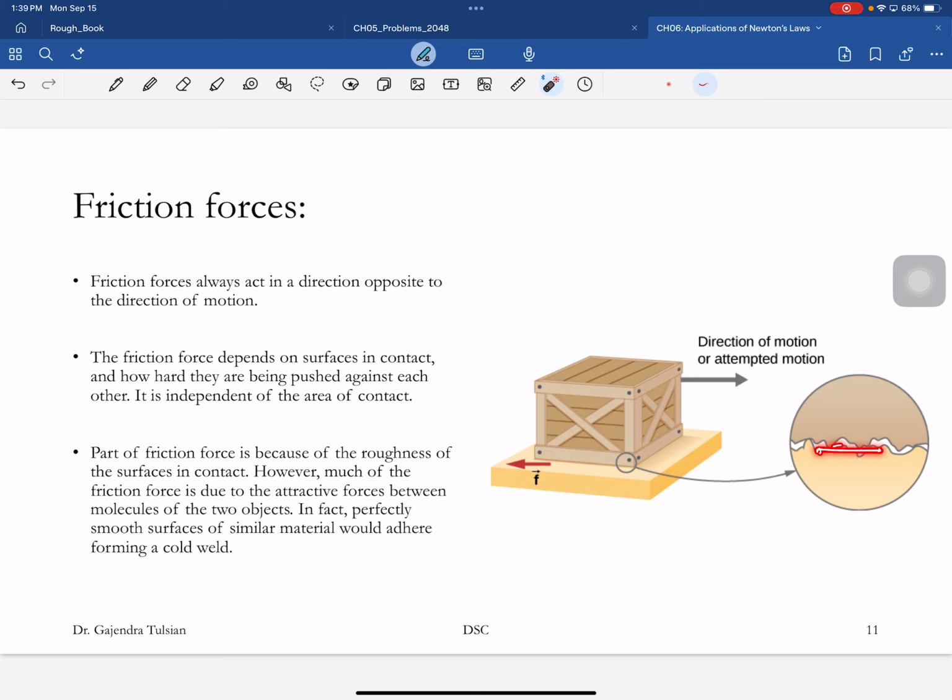You've got to overcome those barriers. However, much of the friction force is due to the attractive forces between the molecules of the two objects. Okay. In fact, perfectly smooth surfaces of similar material would adhere, forming a cold weld. So if you had a single crystal, it's just atoms arranged and you can't slip it off. Okay.